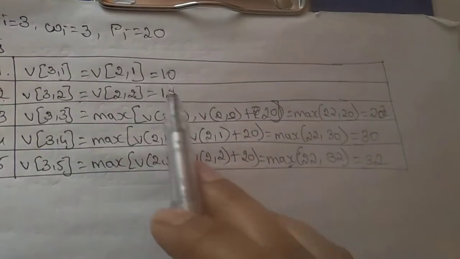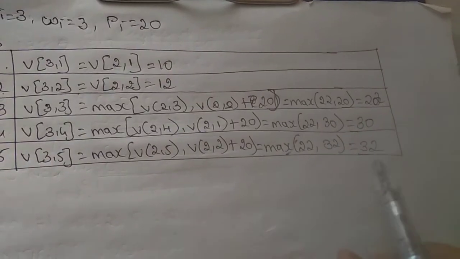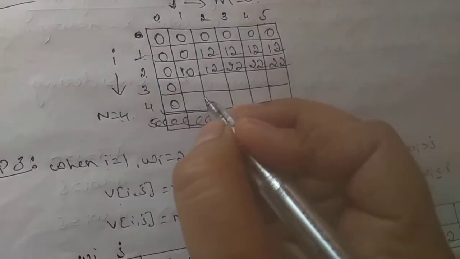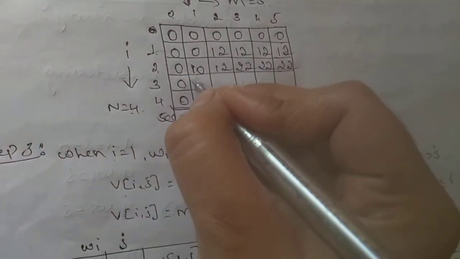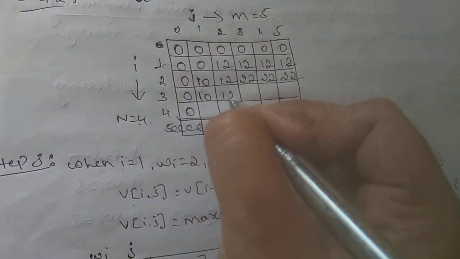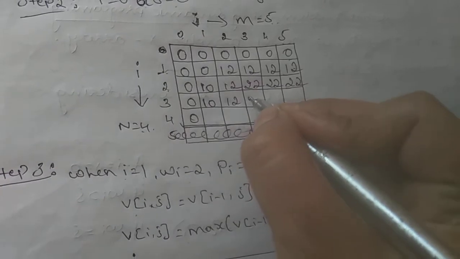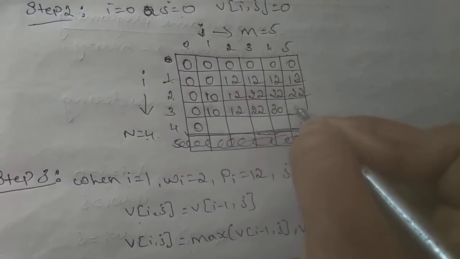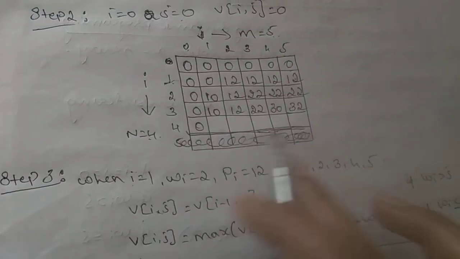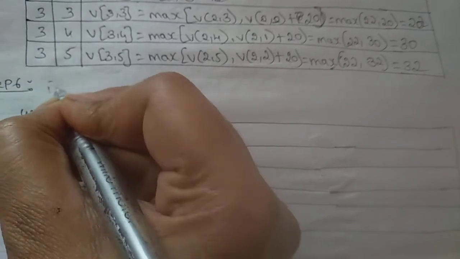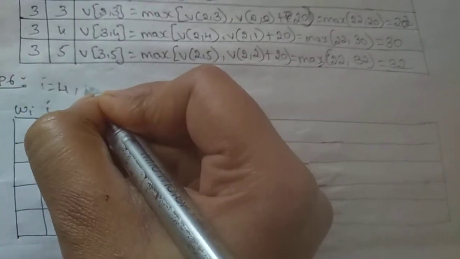So update these values: 10, 12, 22, 30, 32. What are the values? 10, 12, 22, 30, 32. Now the last step, i is equal to 4 we have to take. Here last step, i is equal to 4.